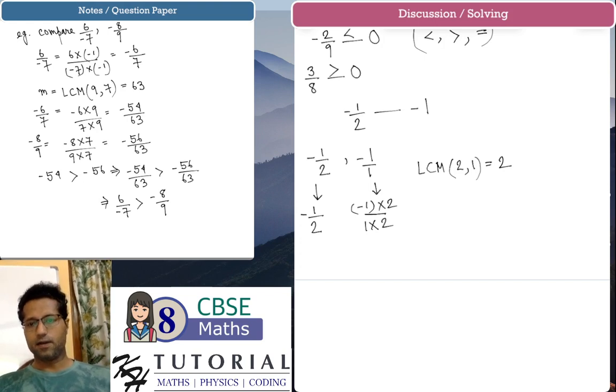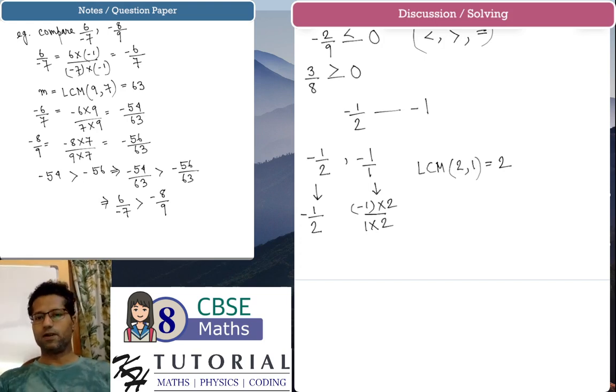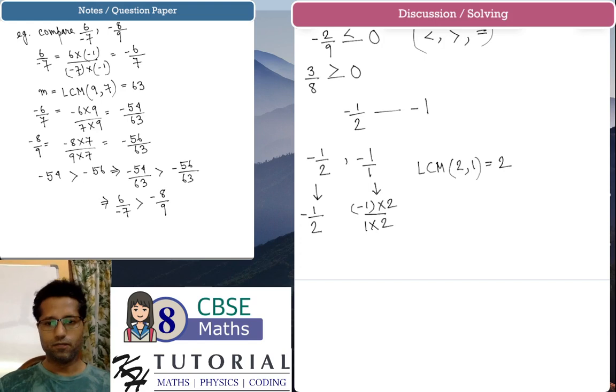I will see with what number I will multiply the denominator to make it 2. I have 1, so I will multiply with 2. So 1 multiplied by 2 will give 2. With whatever number I multiply the denominator, I will multiply the numerator with the same number, that is 2. So we finally got minus 1/2 and minus 2 by 2.